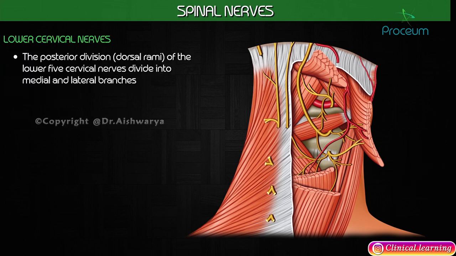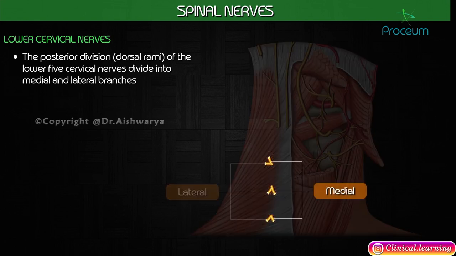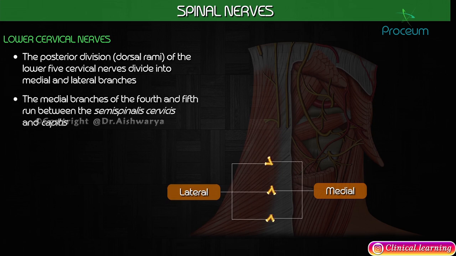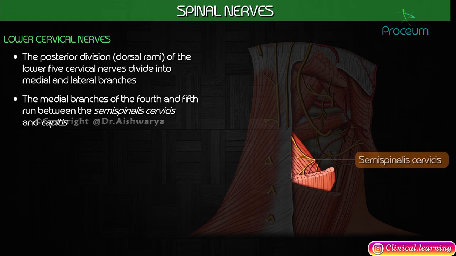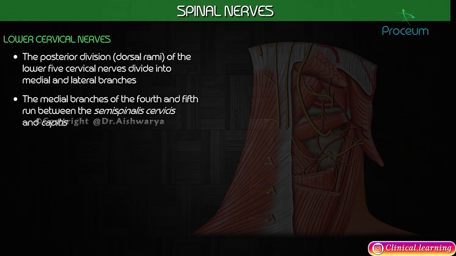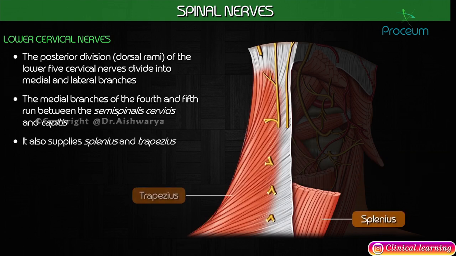And the posterior divisions of the lower 5 cervical nerves divide into medial as well as lateral branches, and the medial branches of the fourth and fifth run between semispinalis cervicis and capitis, and having reached the spinous process, pierce the splenius and trapezius to end in the skin.